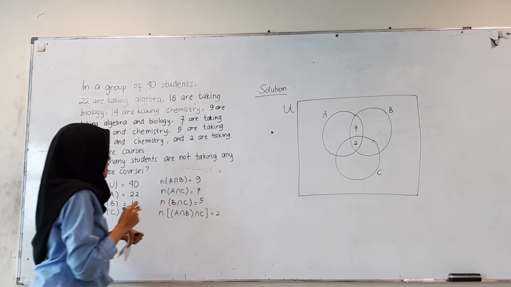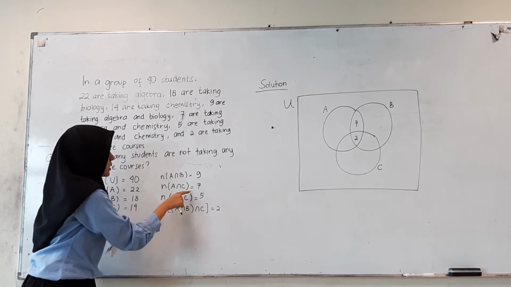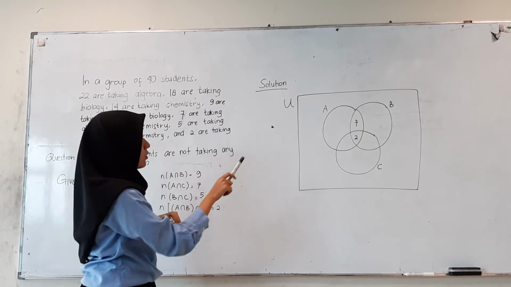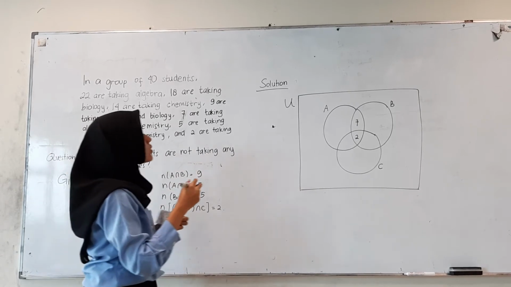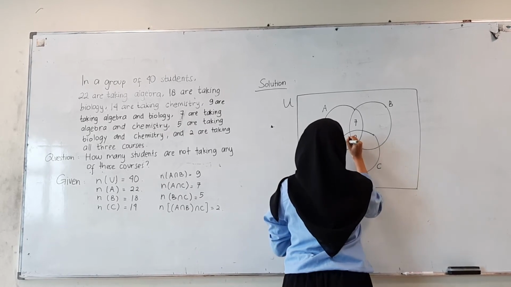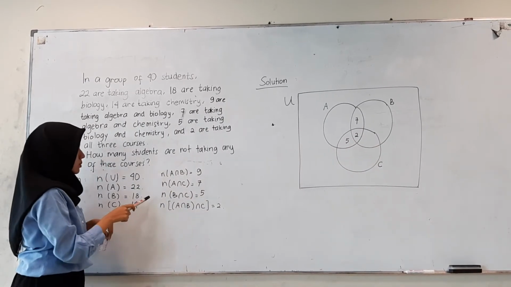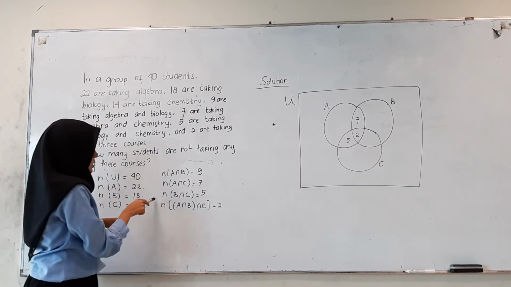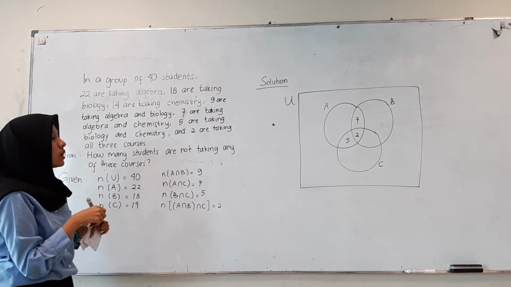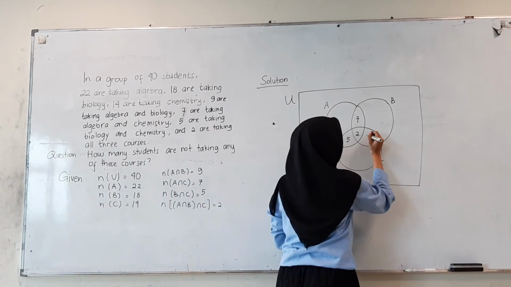And then we have the number of set A intersection C is equal to 7, and 2 is accounted for of them. So we have to fill this area with 5. And then we have some intersection. The first is the number of set B intersection C is equal to 5, but 2 is accounted for of them, so that means we have 3 more students in here.